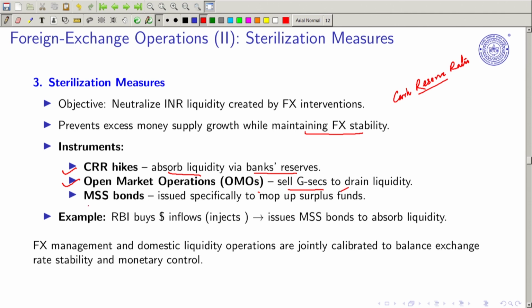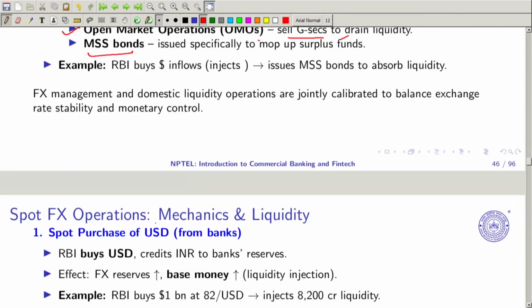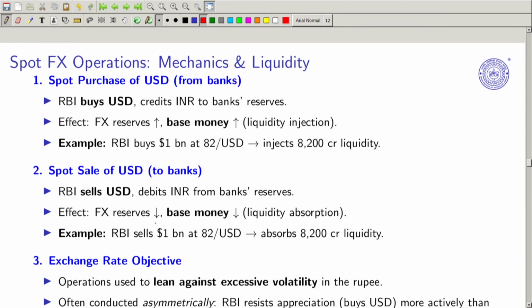Then the market stabilization scheme. If you have foreign inflow coming, the rupee has an appreciative move and it is going to harm the businesses and others, then in that case RBI will also sell bonds and tell the banks to buy those MSS bonds, and as a result liquidity is absorbed through these bonds. So, this is how it works in real life.